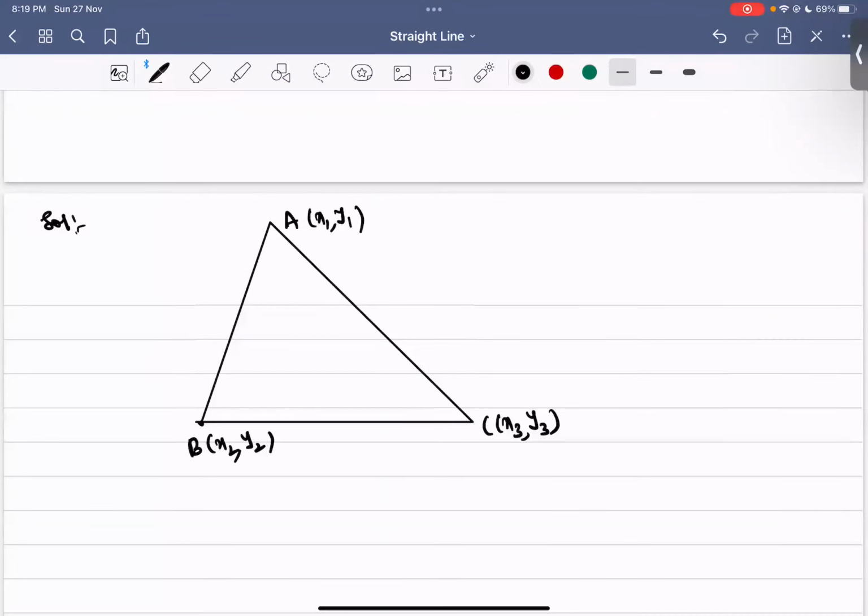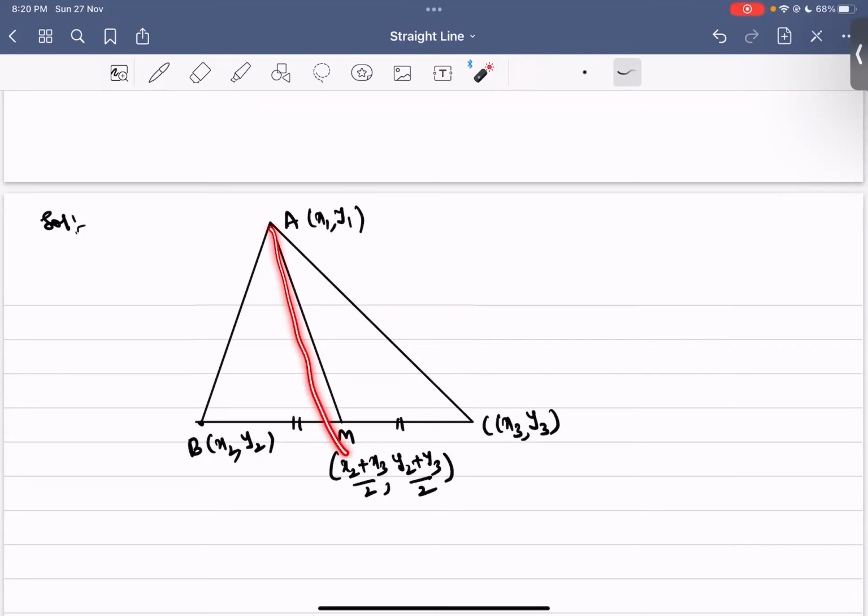C (x3, y3). So here we know, what is the definition of the centroid? The point of, in last class we have seen, the point of concurrency of medians. Yes or no? The point of concurrency of medians is the centroid. Suppose the median through the vertex A is this one. Suppose this is the midpoint of BC. So this is the midpoint, that is, (x2 plus x3 by 2, y2 plus y3 by 2). So this AM is the median, one of the medians.